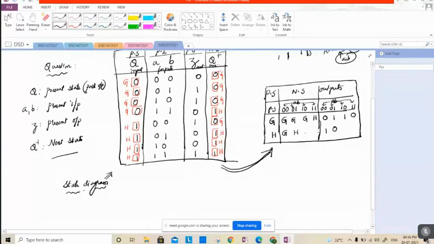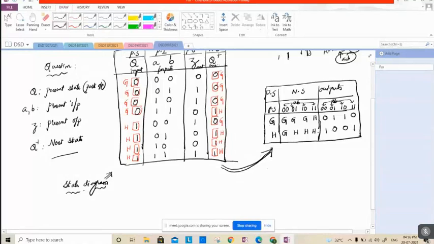Present state is H, 1, 0 is input combination. What will be the next state? H, right. What will be the output for this? 0, sir. Right. So present state is H. If it is 1, 1, what will be the next state? H. Then what is the output? 1, sir. Right.